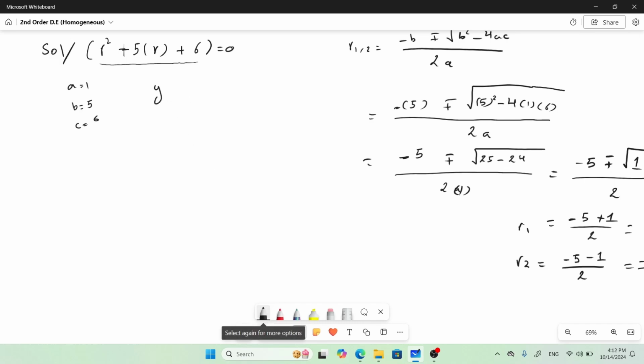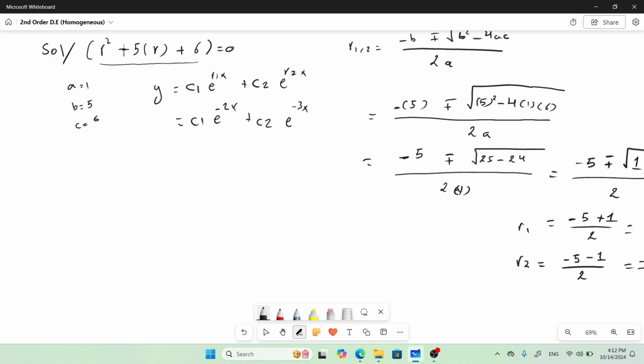We have the general solution of y is equal to c1 exponential r1x plus c2 exponential r2x, which gives us c1 exponential of negative 2x, because we have r1 is negative 2, plus c2 times the exponential of negative 3x.